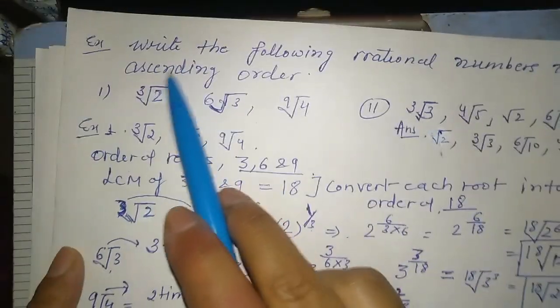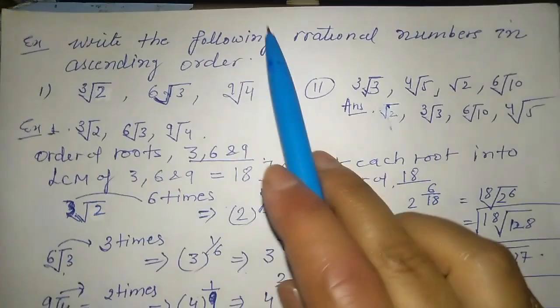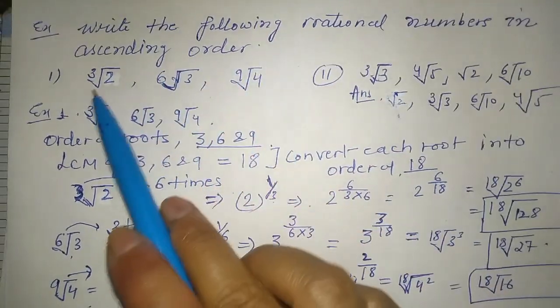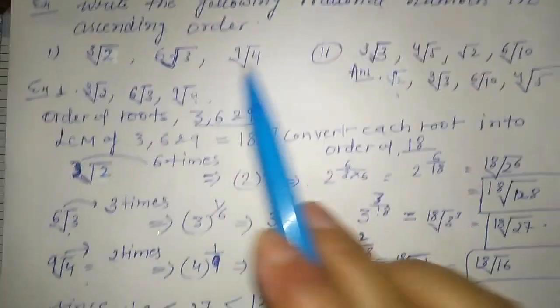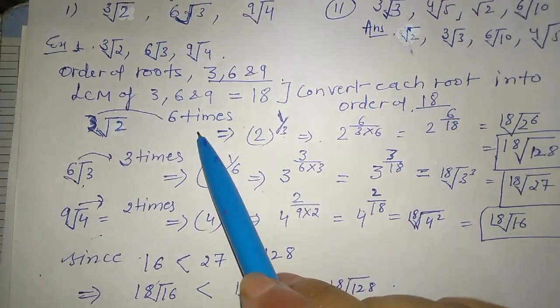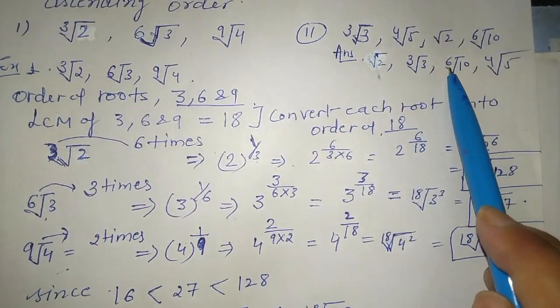Now here is one more question, a different kind of question. Write the following irrational numbers in ascending order: cube root of 2, sixth root of 3, ninth root of 4. I am explaining this one here, and the second one is for your practice.